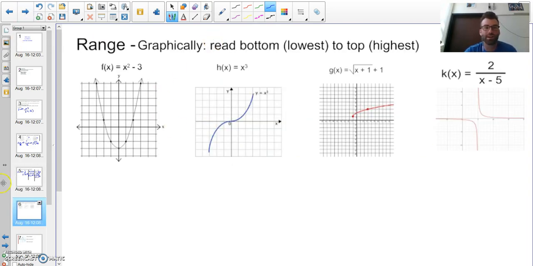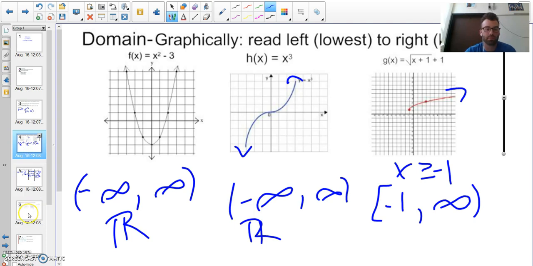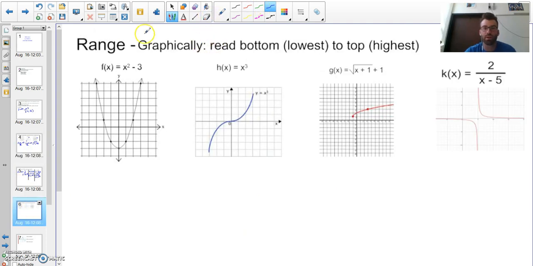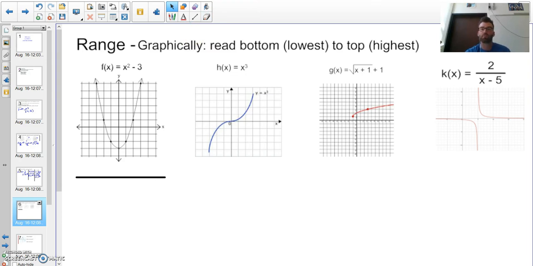Now that we've done domain algebraically and graphically, let's talk about the range, and we're going to go graphically first. When I'm thinking about the range, I want to think about our guy Drake. Drake says to start where? You start from the bottom. So when I'm talking about range, I read from the bottom to the top. All right, start from the bottom.